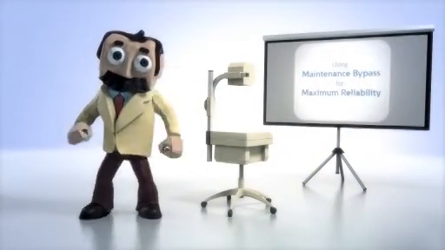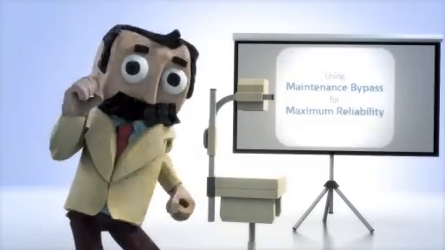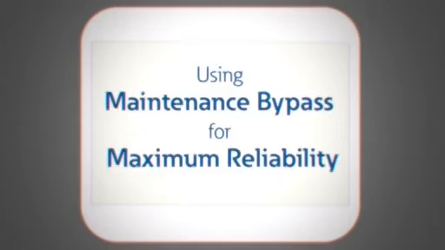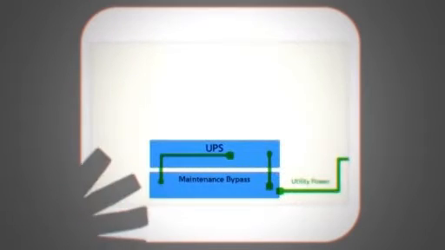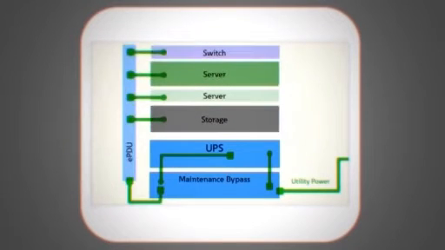Now, your UPS is a proven reliability measure, but it still needs maintenance, and sometimes replacement. Here's where the maintenance bypass comes in. It works alongside your UPS, keeping equipment running without interruption. For example, here is a UPS powering several servers and storage devices. Attached to the UPS, the bypass routes power from the utility to the infrastructure.